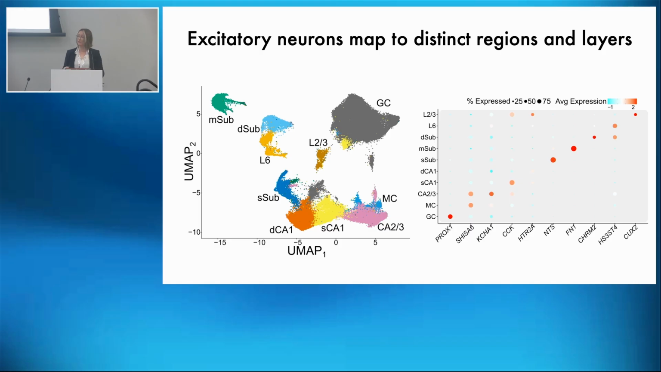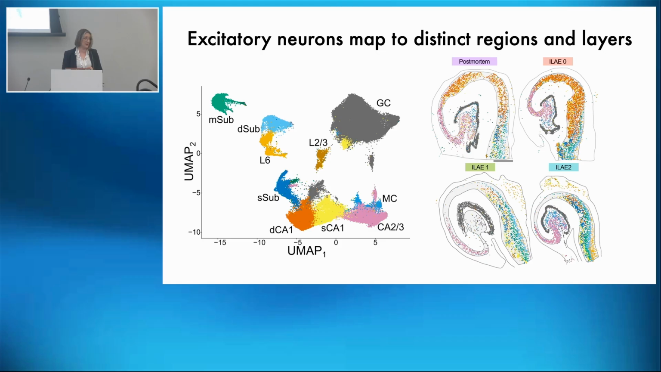Next, I wanted to take a closer look at excitatory neurons, because I think those are the cells that we've heard about the most today and yesterday. I subsetted just the excitatory neurons, did my reclustering again, and was able to identify all these wonderful cell types that we know from the hippocampus. We have granular cells, CA2, CA3, two CA1 cell types, as well as three subiculum cell types, all expressing canonical marker genes that we know from literature.